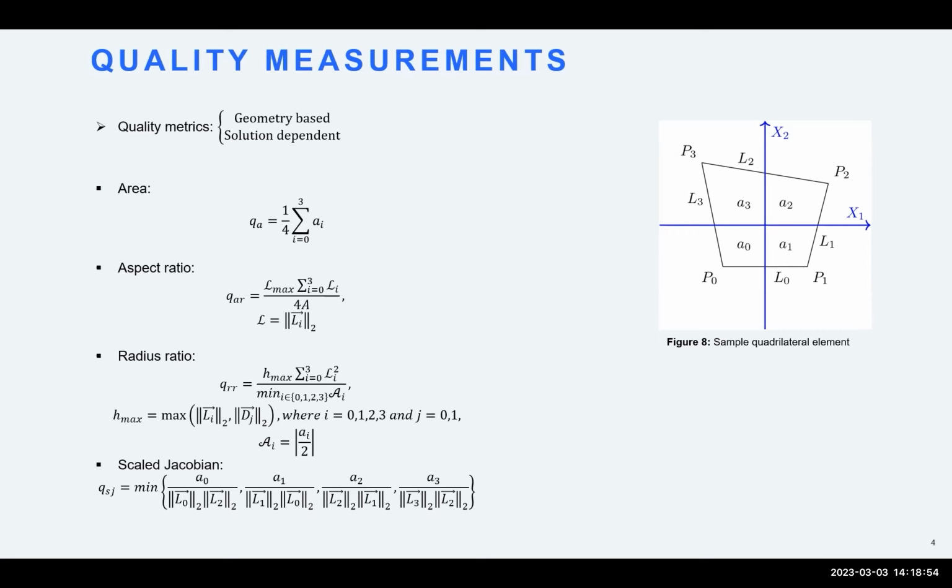Also, quality metrics have 2 main types. They are geometry-based, which are these 4 quality metrics that we use in our work. They are also solution-dependent, which we do not use since the majority of the work uses geometry-based metrics, and we want to use geometry-based to see how our method fares against other methods in the field.